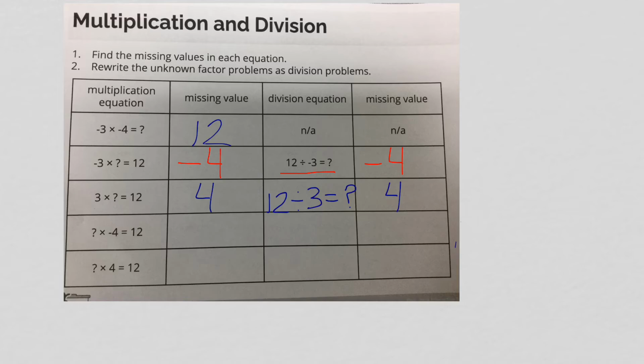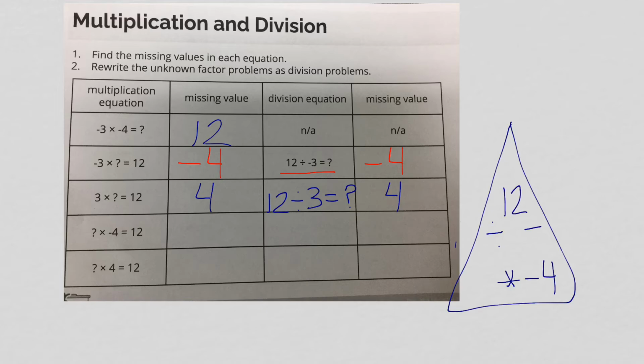A number times -4 equals 12. That means 12 divided by -4 equals that missing number. Okay, so again, we have 12 divided by -4. We have one negative, so we're going to multiply by -1 one time, which means we're going to have a negative value. So 12 divided by 4 is equal to 3. So in this problem, the answer is -3.